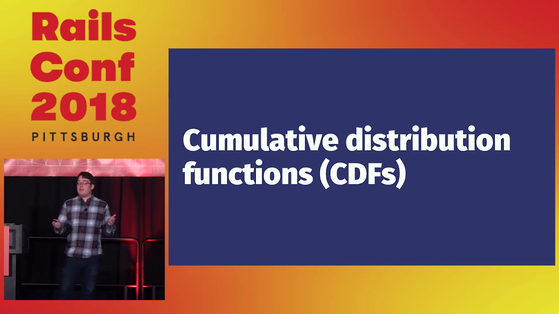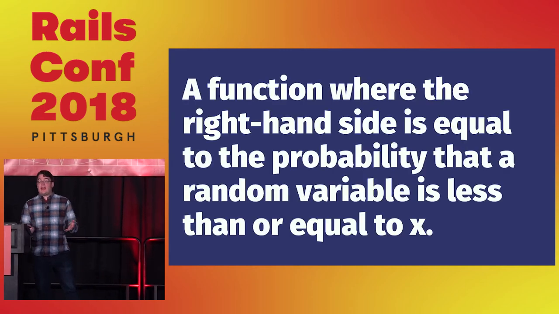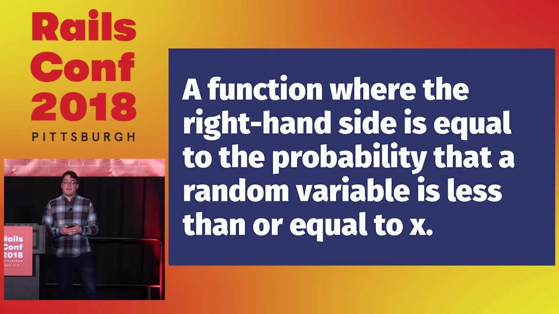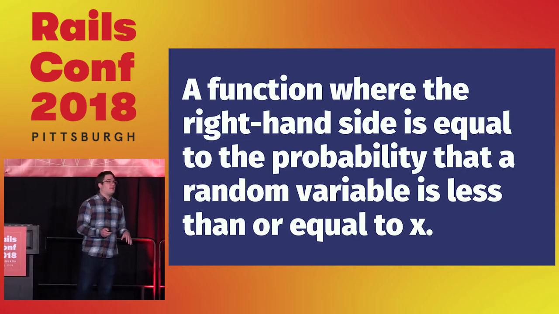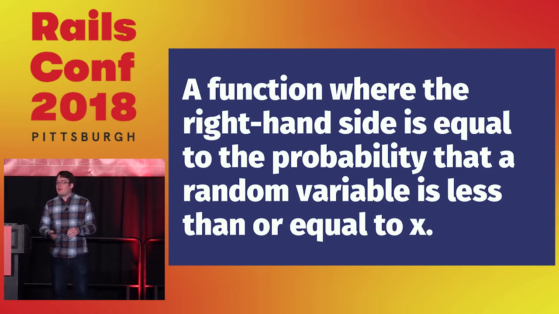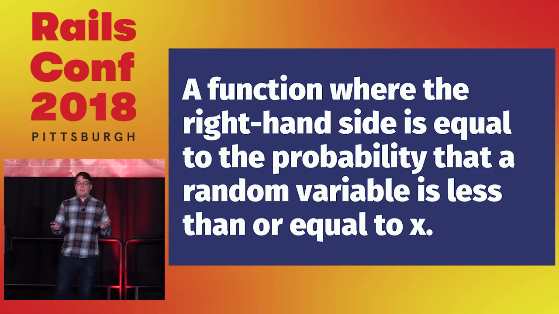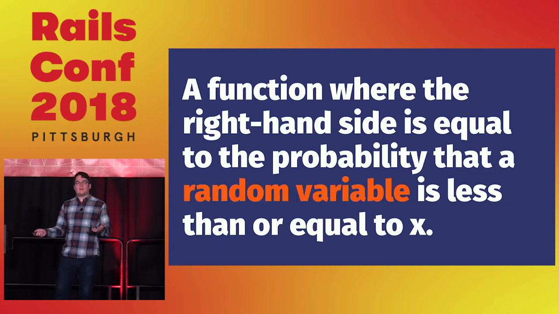The idea here is that you're gonna come up with a function where the right-hand side is equal to the probability that a random variable is less than or equal to x. Have I lost you yet? Let's break this down and start to pick it apart. What's the first thing in here that pops out? What the heck is a random variable?